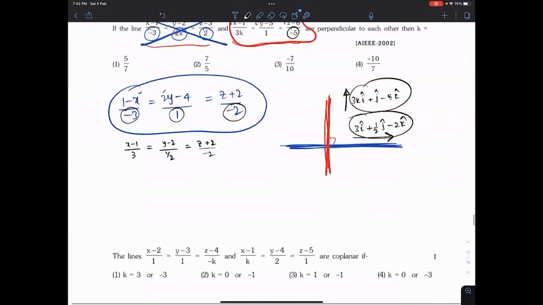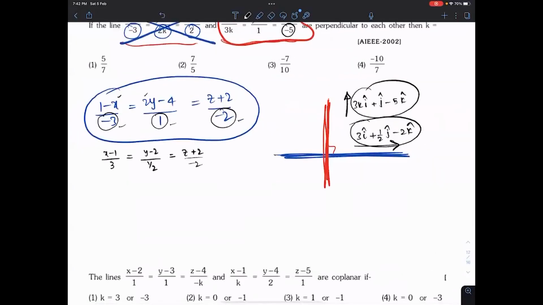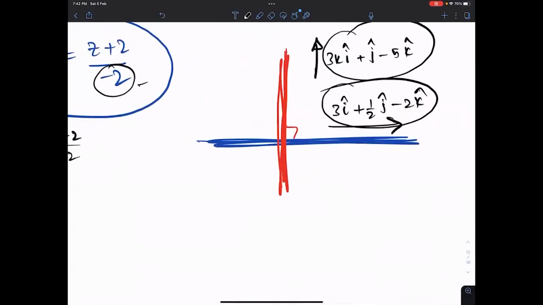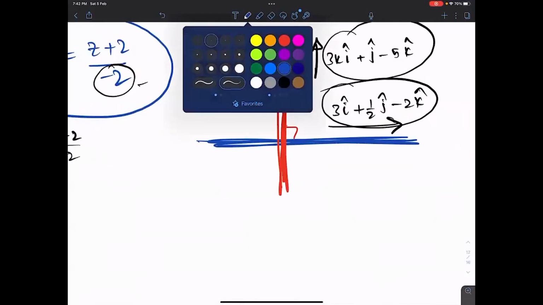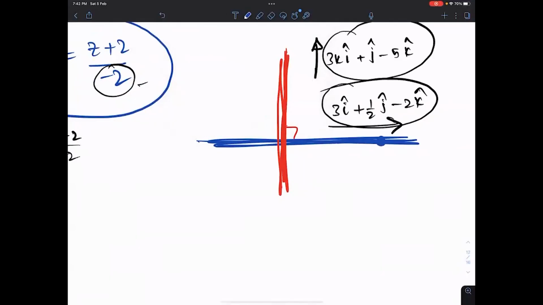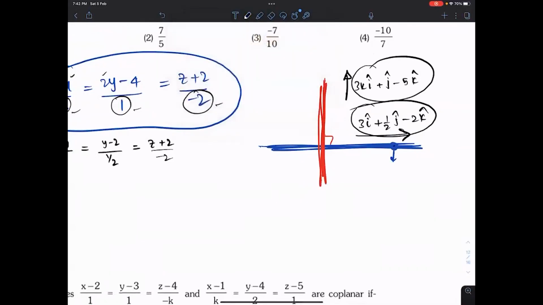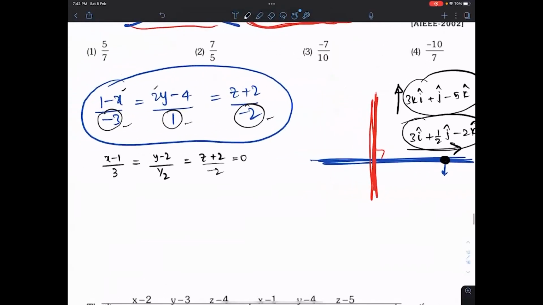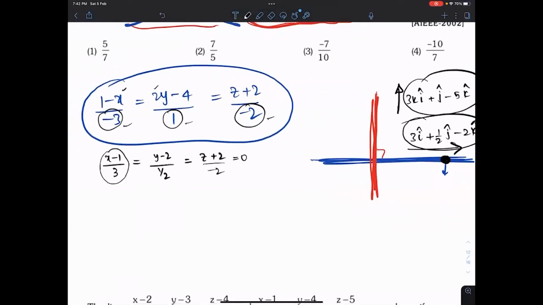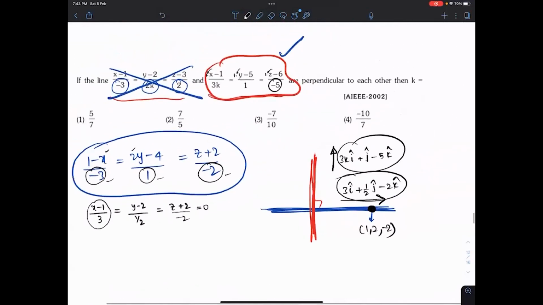Now, if I ask you to tell me a point on the blue color line, one point, then immediately what you need to do, I'll tell you. You equate it to 0, for example. What do we get for x? 1. What do we get for y? 2. What do we get for z? Minus 2.